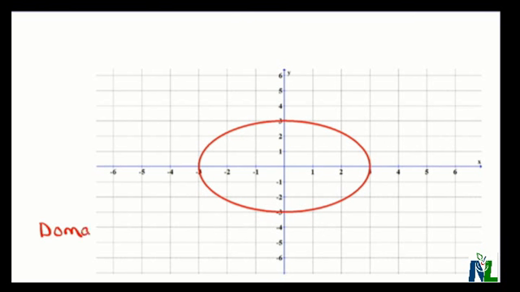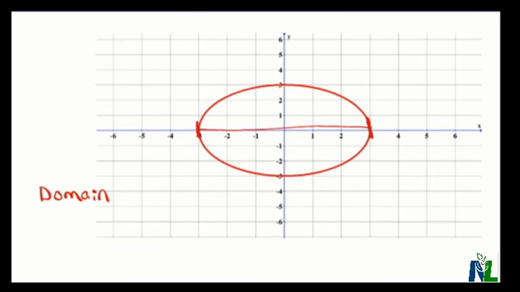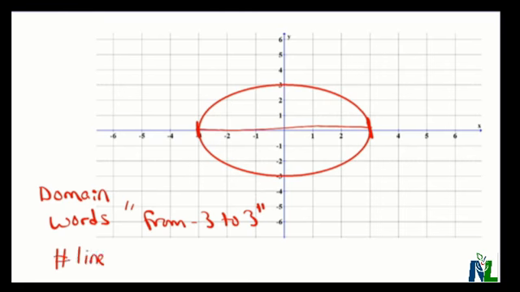In this case, if we look at the domain, if I want to consider it in words, I notice here that I'm going from -3 on my x all the way up to +3. So my domain in words would be from -3 to 3. On a number line, I would show that as well.